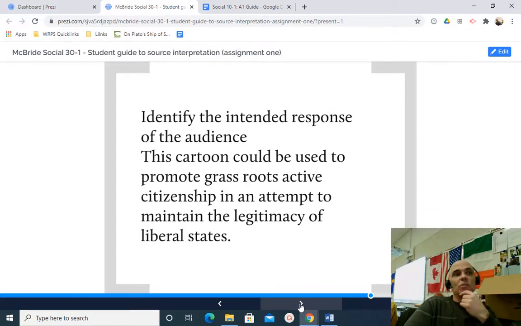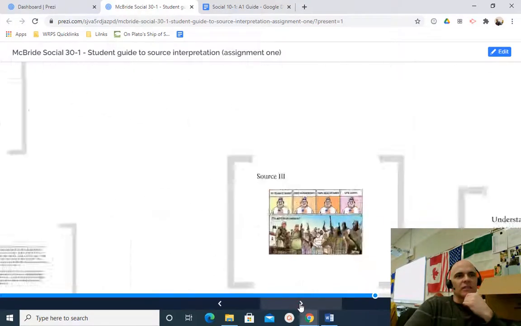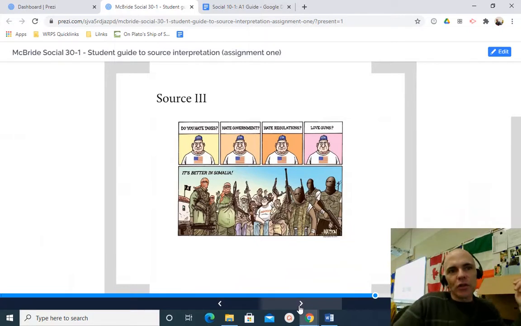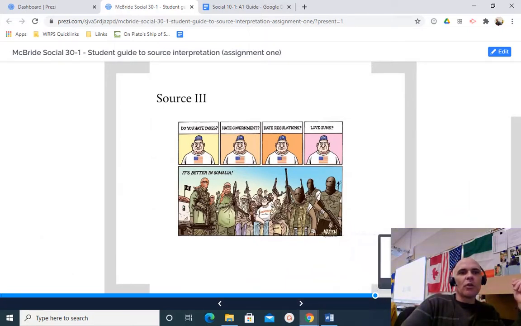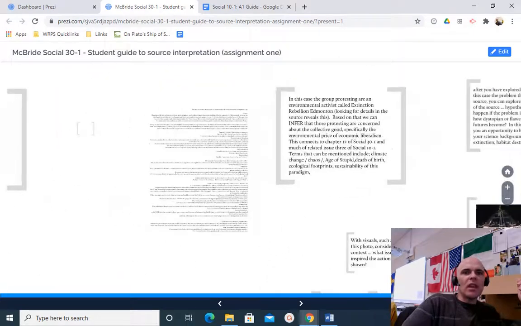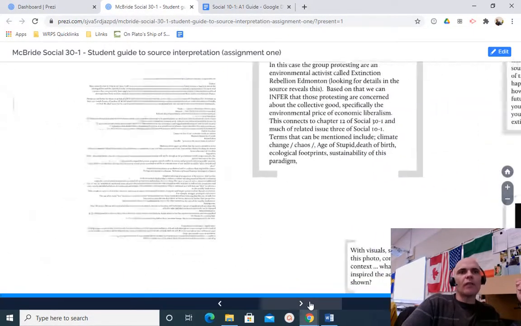This cartoon could be used to promote grassroots active citizenship in an attempt to maintain the legitimacy of liberal states, to protect the Fourth Amendment in the United States, to uphold the Charter rights and freedoms in Canada. And we've got lots of other sources too. But we're not going to go through all of them, but there is a link here to a Prezi that we can go through. You may end up seeing a photograph.